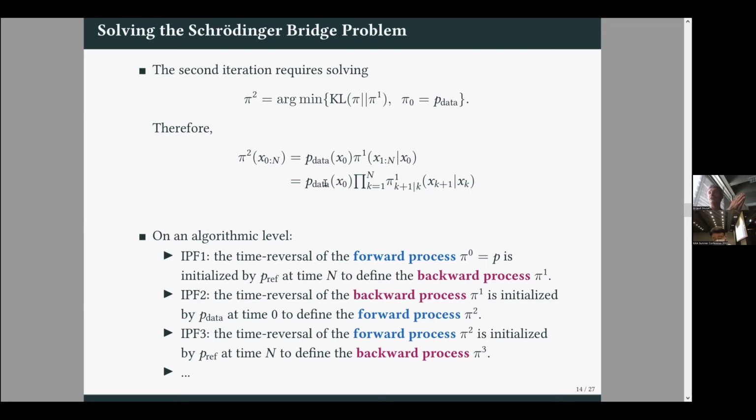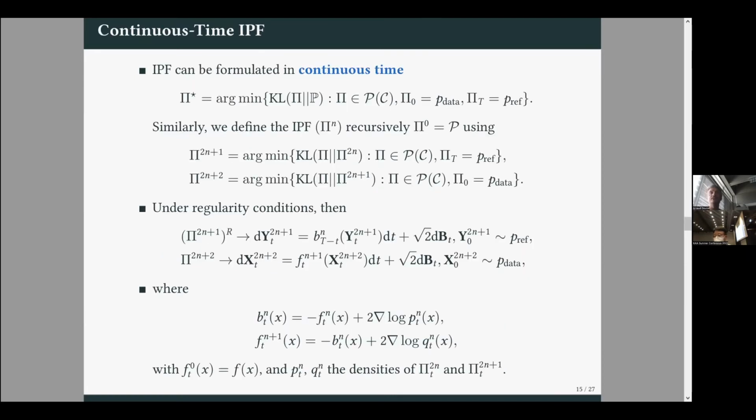Essentially what you keep on doing is defining a sequence of forward and backward processes. Each time to define them, you change the initial distribution and you time reverse the dynamic of the previous process. Okay, so that's the way it works. In continuous time, it has some kind of nice expression in terms of diffusion.